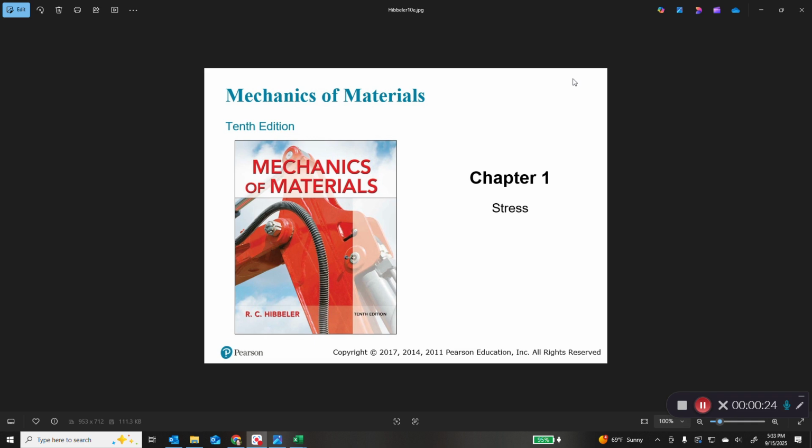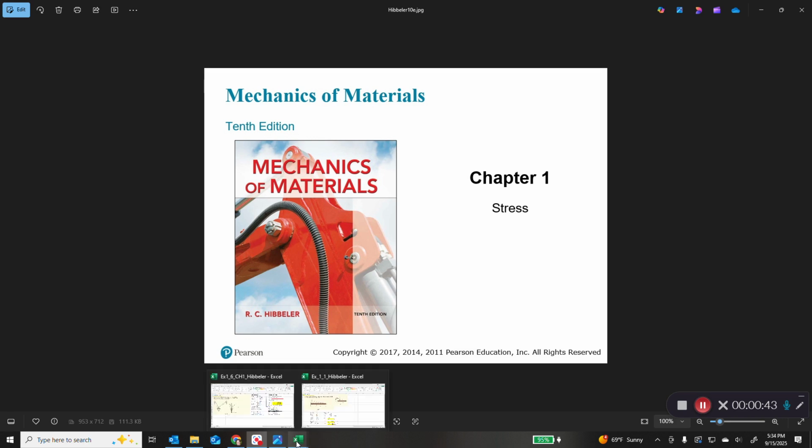And so I feel that after teaching this course for many years, Excel is a great tool to perform optimization, computations, and to solve for unknowns in the course. So we're going to start with chapter 1, and we're going to look at concepts of stress in this chapter.